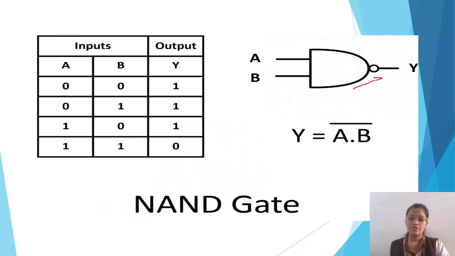It means 0 dot 0 whole complement is equal to 1. Here the input is taken as 0 and 1. It means 0 dot 1 equals 0, 0 complement becomes 1. Here the input is taken as 1 comma 0. 1 dot 0 becomes 0, 0 complement becomes 1. Here the inputs are taken as 1 dot 1. 1 dot 1 becomes 1, 1 complement becomes 0.